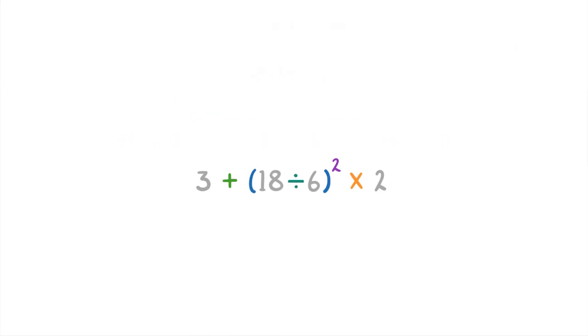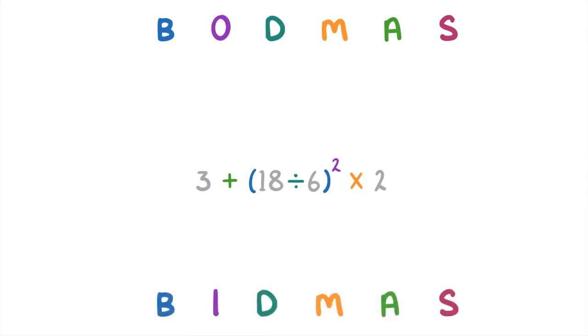To help us remember this order, we can use something called BODMAS, or BIDMAS, which are both exactly the same, except for this second letter, which can be an O or an I, depending on which one you've learned. Each letter stands for a different operation, and the order of the letters tells us the order in which we should do the operations. So first, we should always look at the brackets.